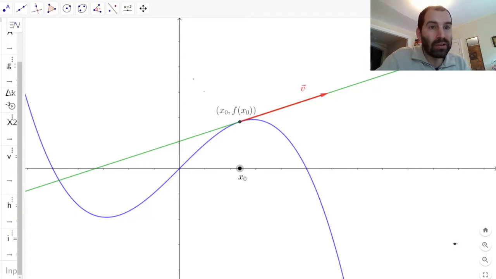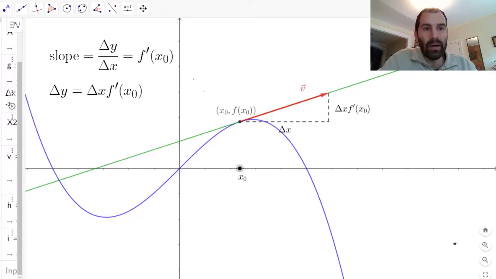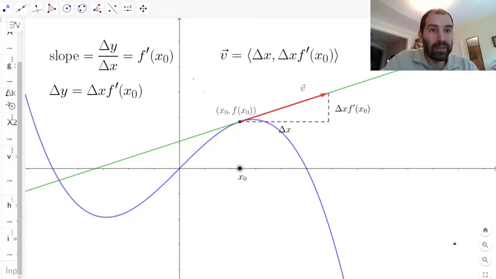Okay, well, what else do we know about a line? We know it has a slope. The slope is the change in y over the change in x. But the slope, we know from Calc 1, is also equal to the derivative of the function. So therefore, if we just solve this equation, we see that the change in y is equal to the change in x times the derivative of the function. All right, so these are the components of the vector.